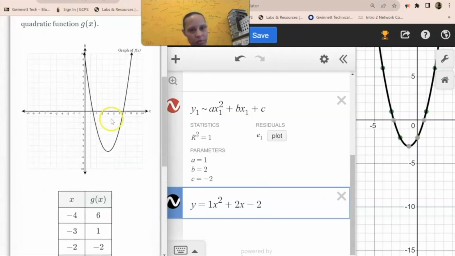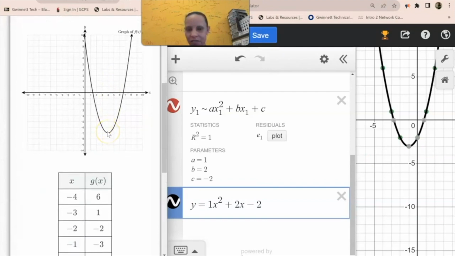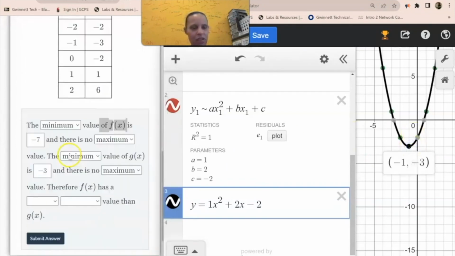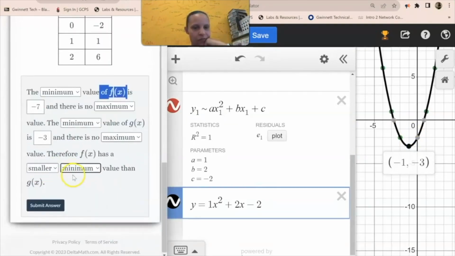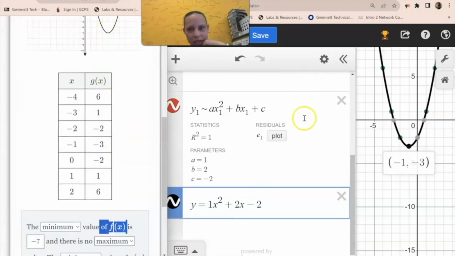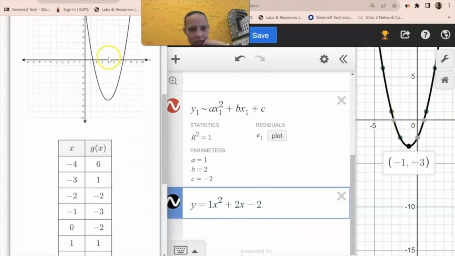So let's go up here. See, this is at -7, right? -7, this is at -3. So f of x has a smaller minimum, right? Because it's smaller. It's at -7. If it was bigger, remember with negatives, right? The smaller the number without the negative, the larger it actually is. So bigger numbers are up here. So this is -7, so a bigger number, -3.